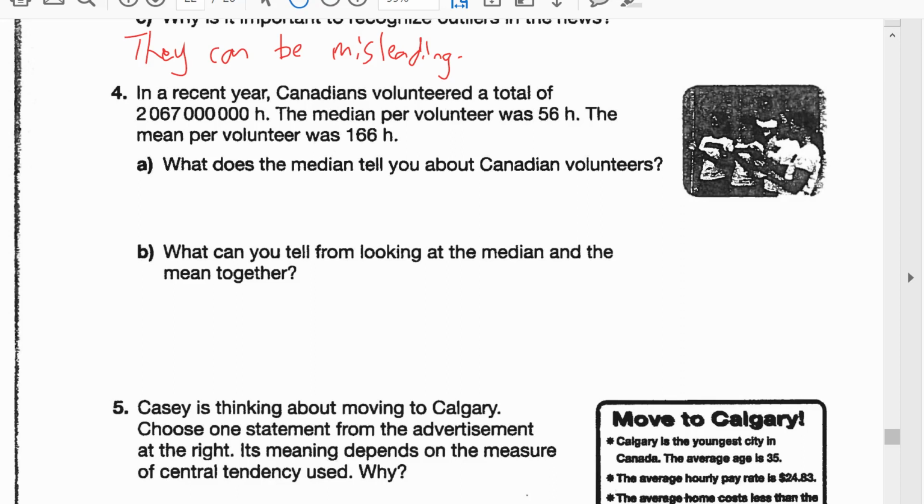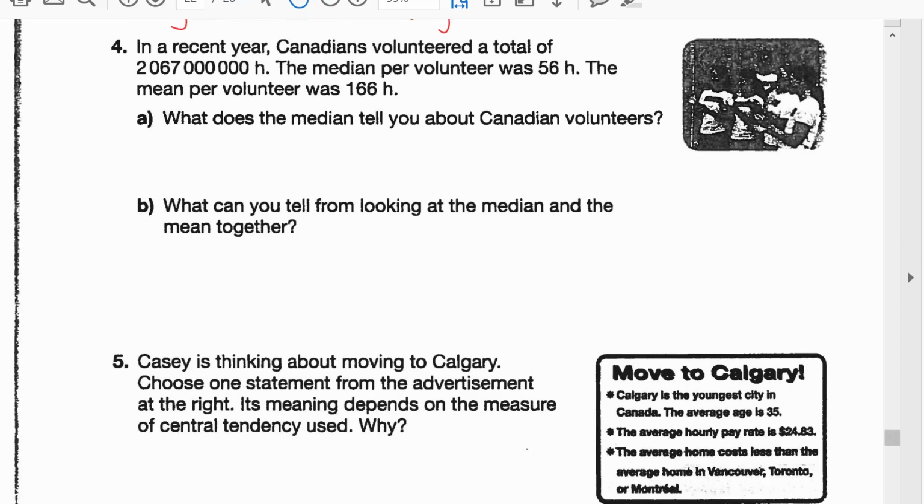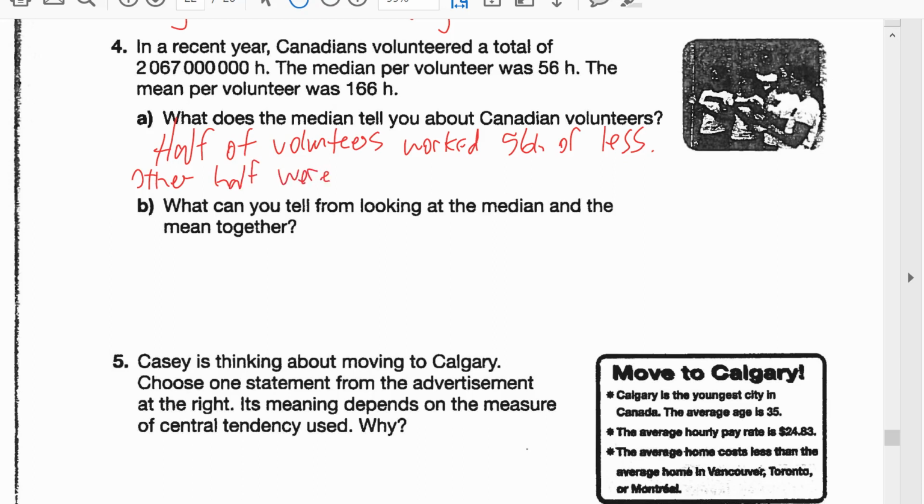Okay, number 4. In a recent year, Canadians volunteered a total of 2 billion hours. The median per volunteer was 56 hours. The mean per volunteer was 166 hours. What does the median tell you about Canadian volunteers? So the median will tell you the halfway point. It said it was 56, so half of volunteers worked 56 hours or less. The other half worked 56 hours or more.